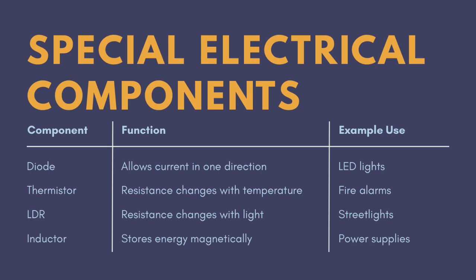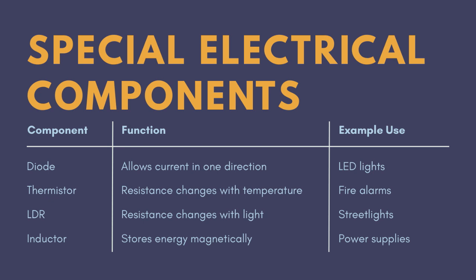Next is the LDR, or light-dependent resistor, which changes its resistance based on light levels. This makes it perfect for automatic lighting or outdoor sensors. Then we have the thermistor, a component whose resistance varies with temperature, often used in fire alarms or temperature sensors.